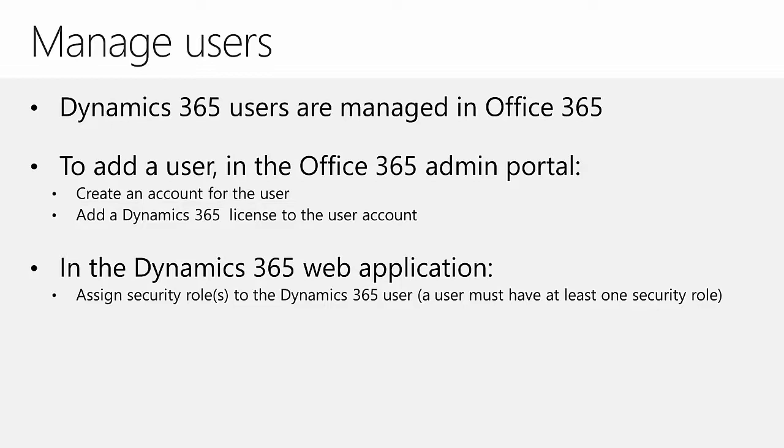Once the user account has been created and a license has been assigned, the user is able to complete the first step to access Dynamics 365 functionality, authentication. After the user is authenticated, the second and final step needed to reach Dynamics 365 data and functionality is called authorization. Authorization occurs when at least one security role has been assigned to the user.